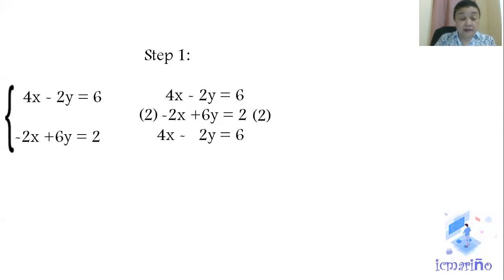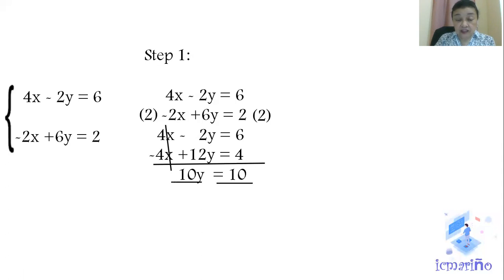Okay? So we have the first equation again, 4x minus 2y equals 6. And our second equation will have negative 4x because we have 2 times negative 2x, which became negative 4x. Plus 2 times 6y equals 12y, and 2 times 2 equals 4. So we can eliminate now the x variable, and that will give us 10y equals 10. So divide both sides by 10 so that we can have the value of y, which is equal to 1.